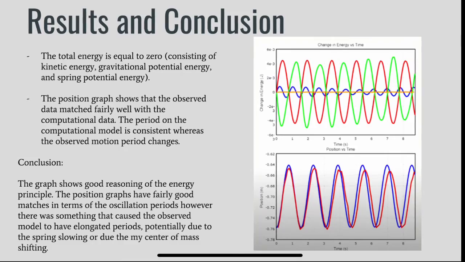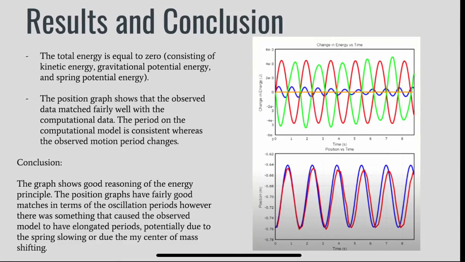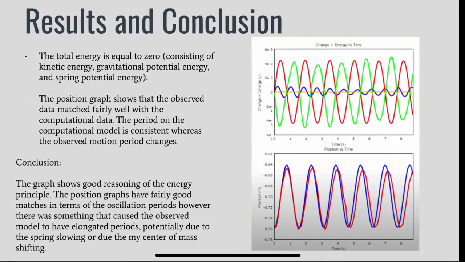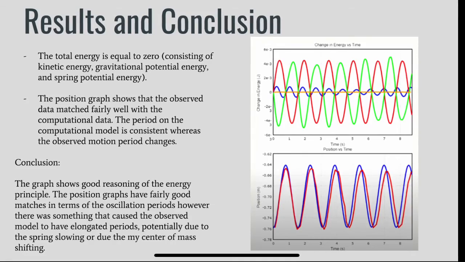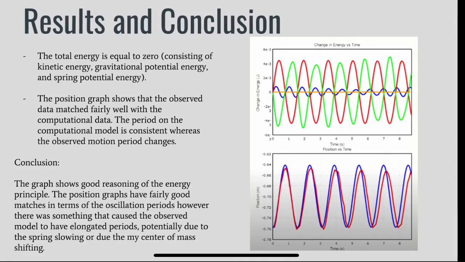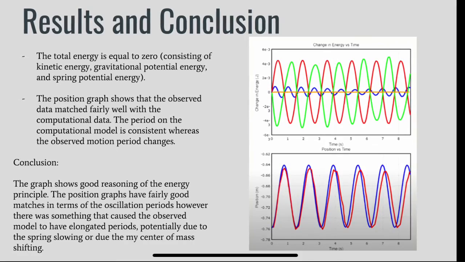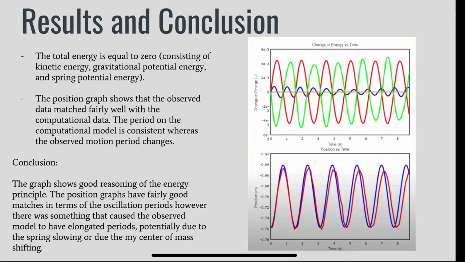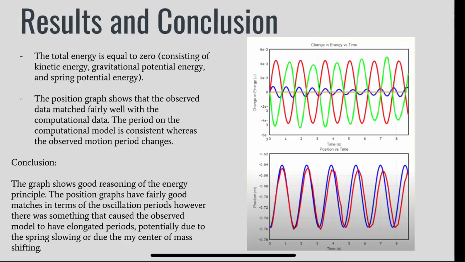Looking at the top graph, the orange line, which represents the total energy, is equal to 0. Looking at the second graph, the blue line is the computational data graph, while the red line is the observed motion data graph. The graph in general does show that both data sets are fairly close to each other. However, the observed data does seem to have a slightly elongated period as it extends, whereas the computational data has a very fixed or consistent period. In conclusion, this graph shows good reasoning of the energy principle.